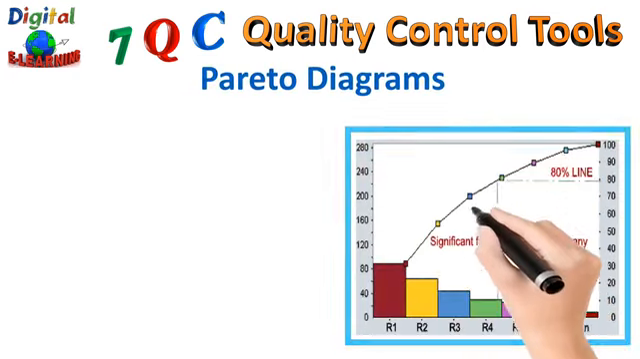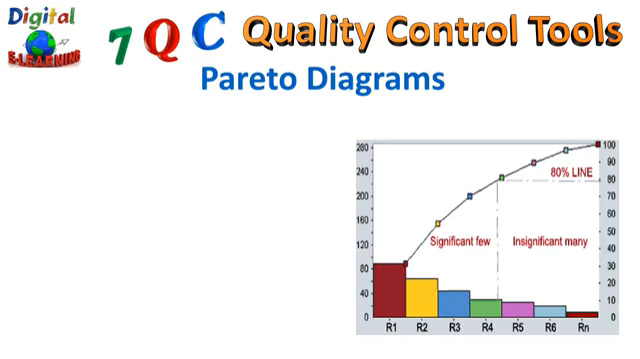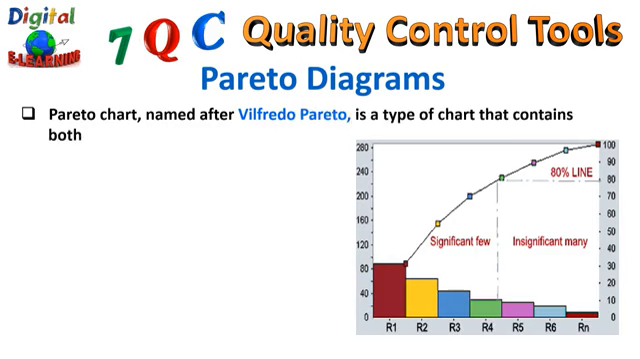A Pareto diagram or Pareto chart is a statistical graph that is basically a combination of a bar graph and a line graph. It is named after Vilfredo Pareto, and it is a type of chart that contains both bars and a line, with the horizontal axis representing the categories of interest rather than a continuous scale. These categories are often defects. The bars are presented in descending order, with the tallest on the left side and the shortest on the right side.